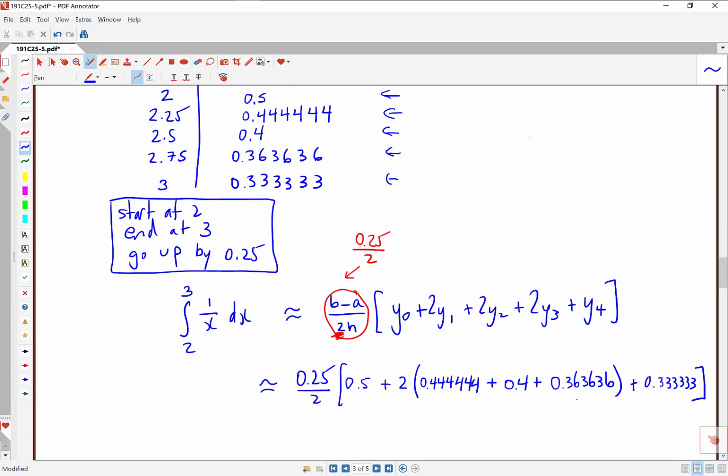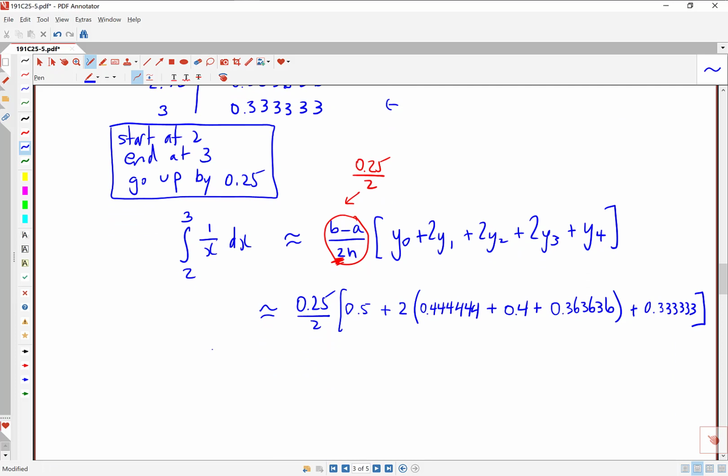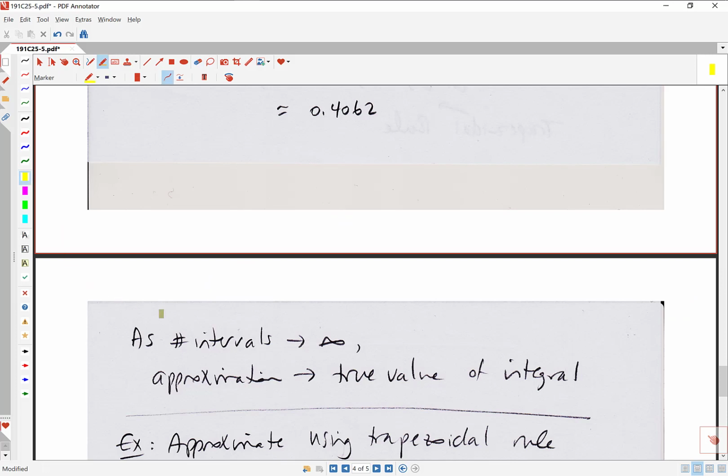And we've carried everything to 6 decimal places. So you can try putting that into your calculator. Final answer to 4 decimal places comes out to approximately 0.4062. So that's a good estimate for what this definite integral is equal to. Now you might wonder what happens as we change our n value.